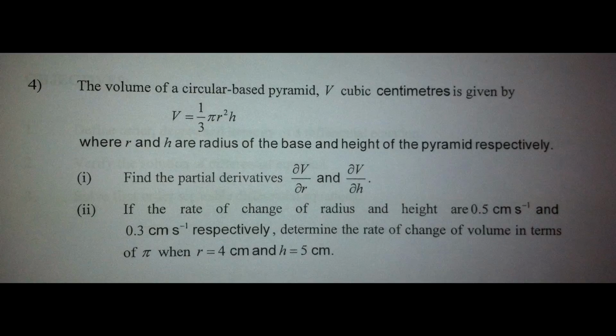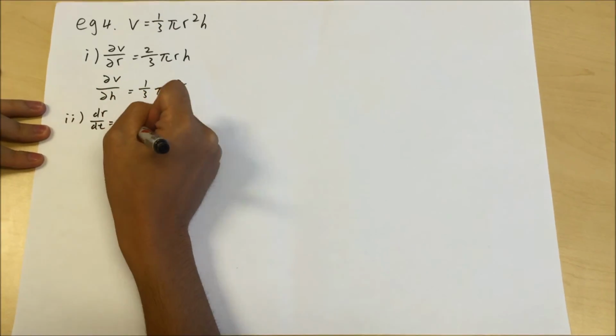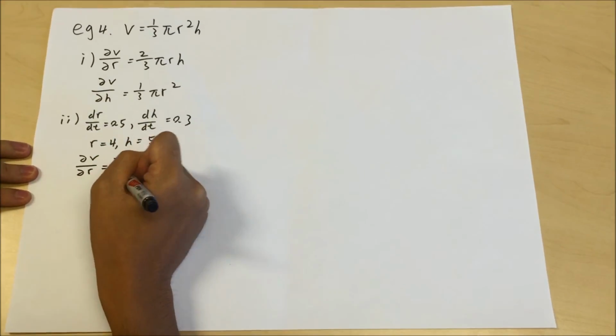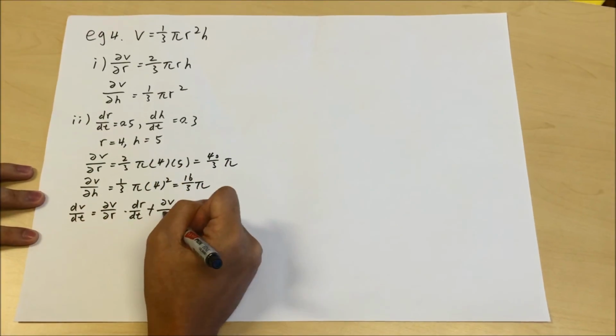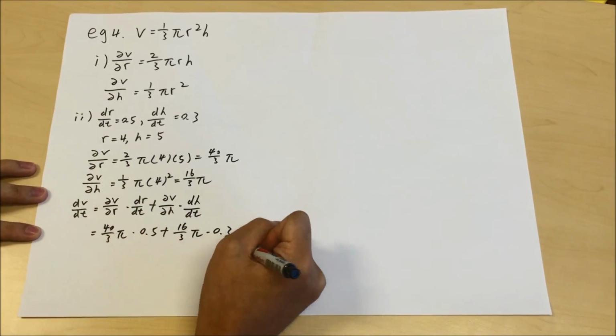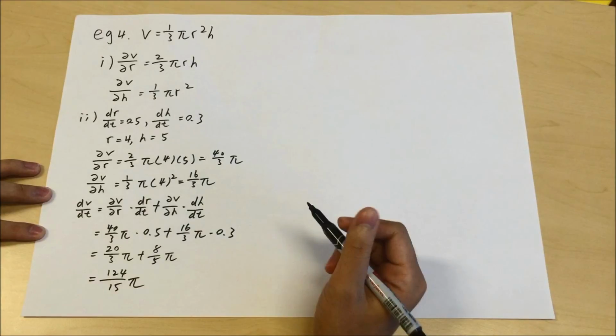So del V over del r is equal to 2 over 3 pi r h. We will sub the r and h into the equation and we will get 40 over 3 pi. Also from part 1, del V over del h is equal to 1 over 3 pi r squared. We will also sub r into the equation and we get 16 over 3 pi.